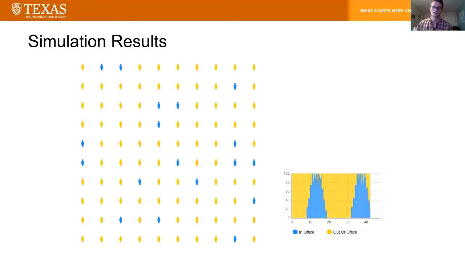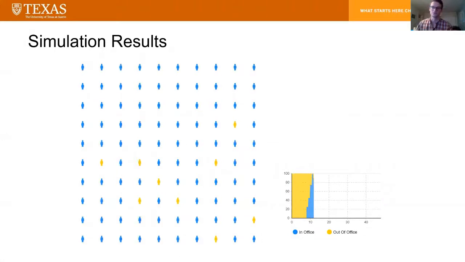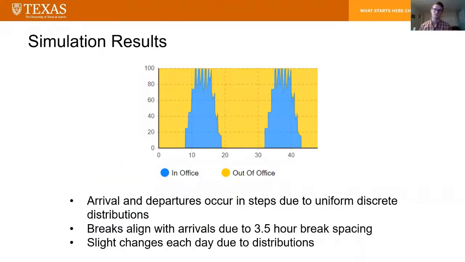As the agents move between the states, they change colors to represent if they are in or out of the office. The simulation was run for 2 whole days, or 48 hours. So this is a still image showing the final plot from the simulation on the previous slide.